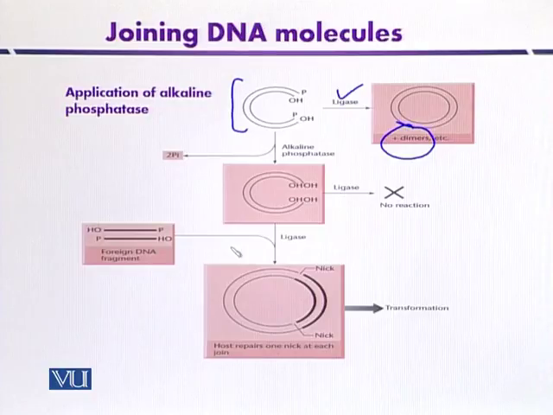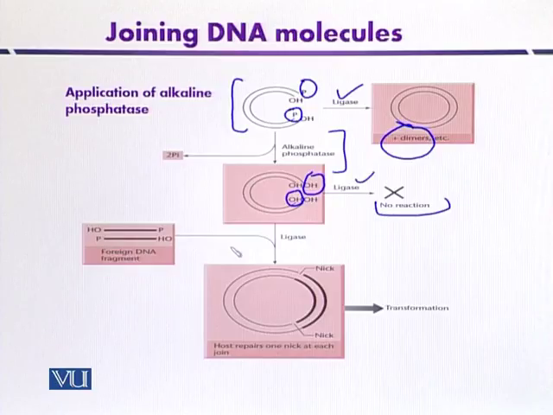How can it be prevented? It can be prevented if we treat plasmid DNA with alkaline phosphatase, so that it will remove 5' phosphate, like phosphate is here and here. So it will be replaced with 5' hydroxyl group, so that plasmid DNA will not self-ligate. So no reaction is there even in the presence of ligase enzyme.